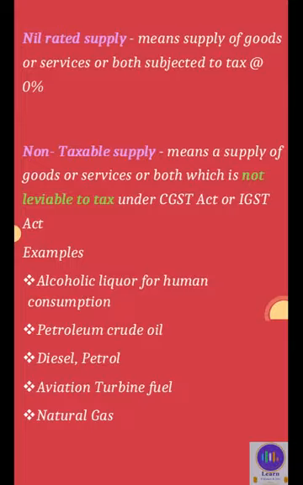Non-taxable supply. These are supplies not out of the scope of GST. It's just that GST rates are not yet announced and hence not taxed under GST. Taxes like excise duty and VAT apply here. These items are alcoholic liquor for human consumption, petroleum crude, diesel, petrol, aviation turbine fuel, natural gas.